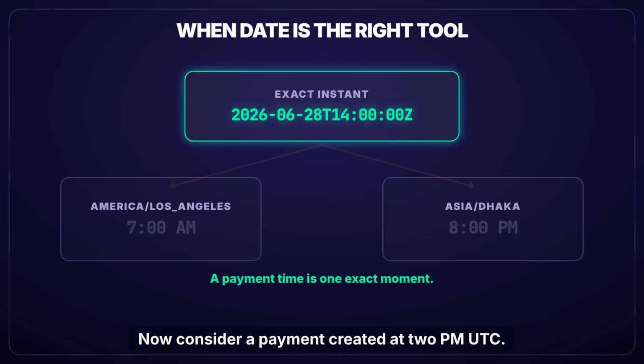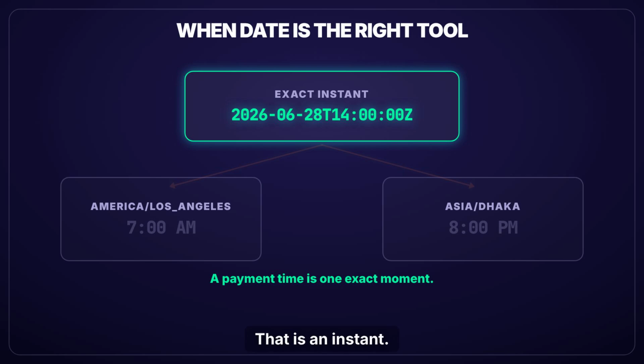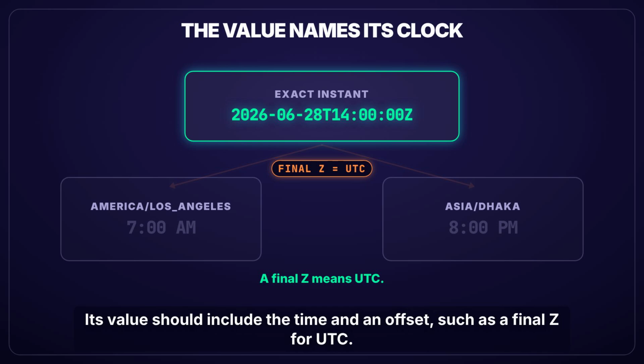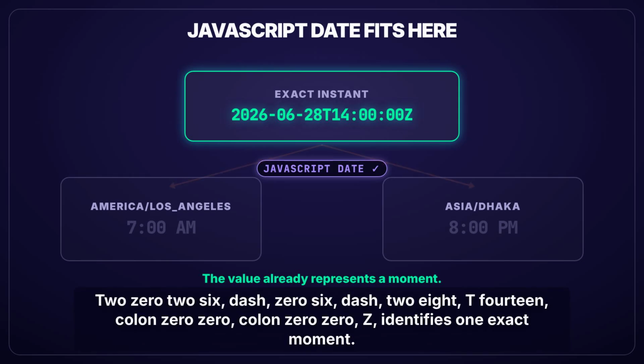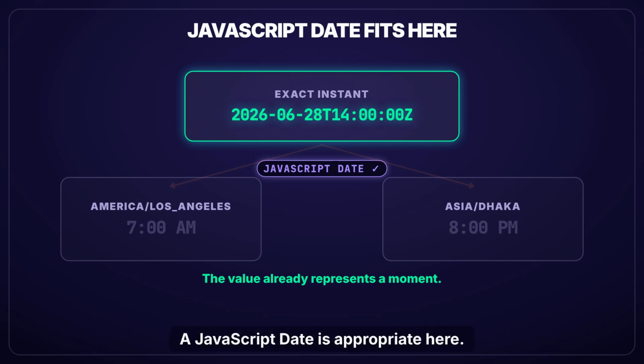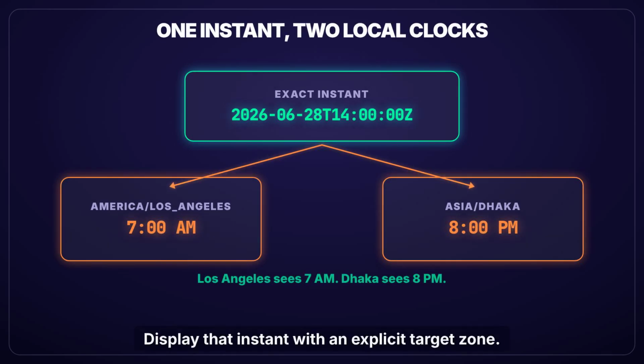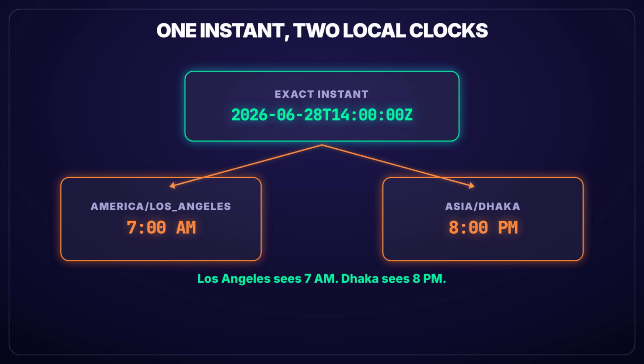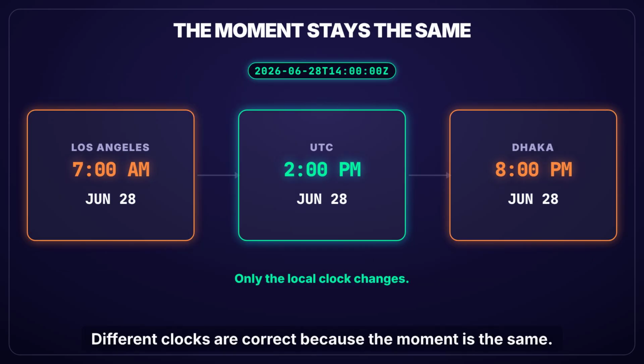Now, consider a payment created at 2 p.m. UTC, that is, an instant. Its value should include the time and an offset, such as a final Z for UTC. 2026-06-28T14:00:00Z identifies one exact moment. A JavaScript date is appropriate here. Display that instant with an explicit target zone. Los Angeles sees 7 a.m. Dhaka sees 8 p.m. Different clocks are correct because the moment is the same.